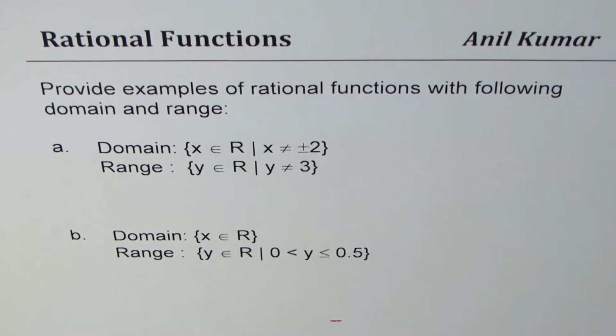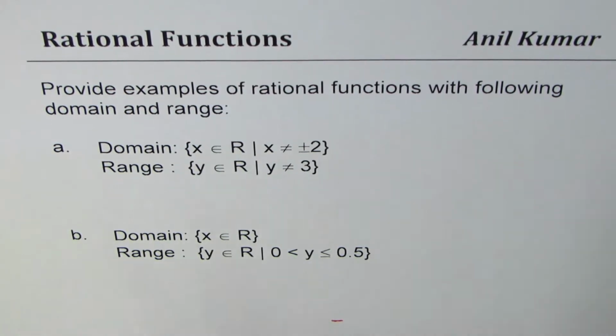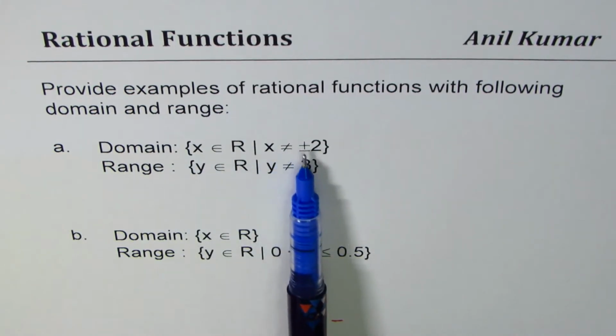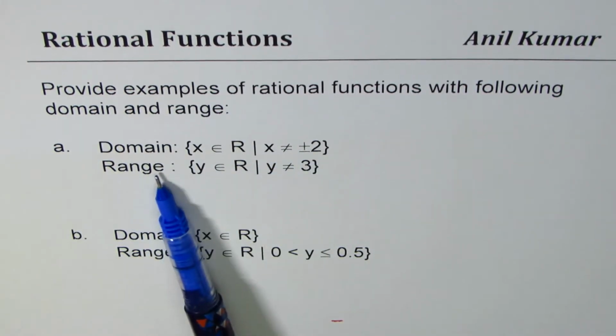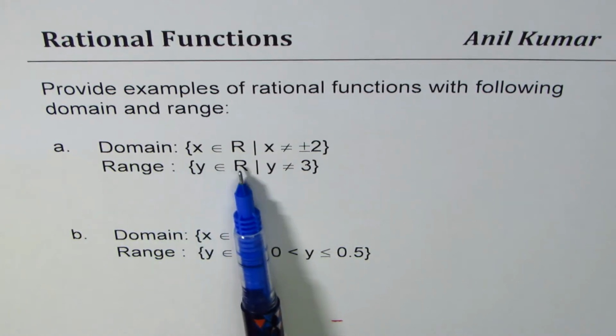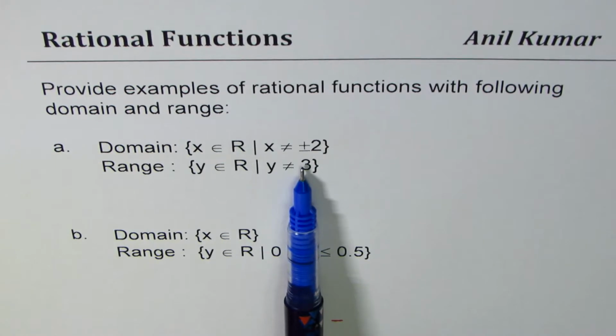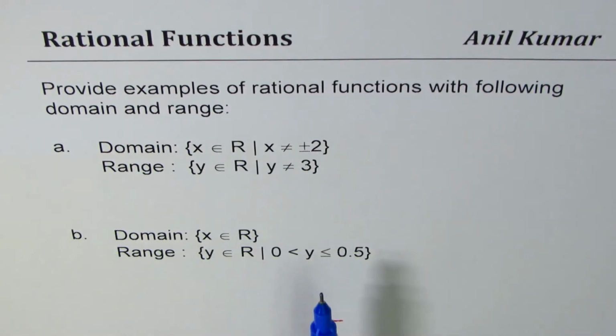At this stage, you've learned all about rational functions. Now the question is, provide examples of rational functions with the following domain and range. Domain is x belongs to real numbers, x is not equal to plus minus 2, and the range is y belongs to real numbers, y is not equal to 3. Correct? So that's your first function.